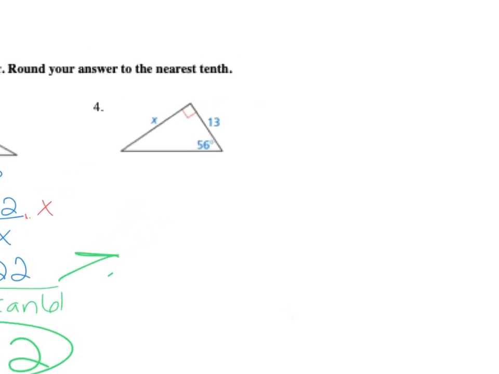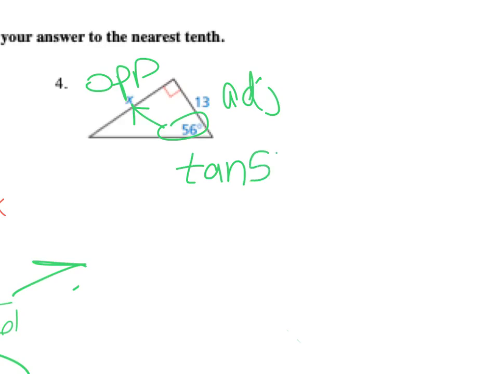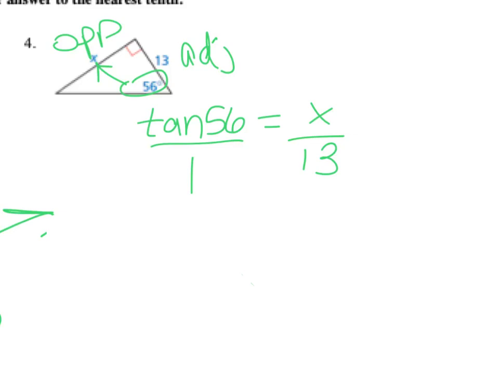Okay, and then we have one more over here. So we have a 56-degree angle. X is opposite of it. 13 is adjacent to it. So I'm going to say that the tangent of 56 equals x over 13. And if you notice this time, x is already in the numerator, so you are not going to have to do quite as many steps. You just need to get x all by itself.